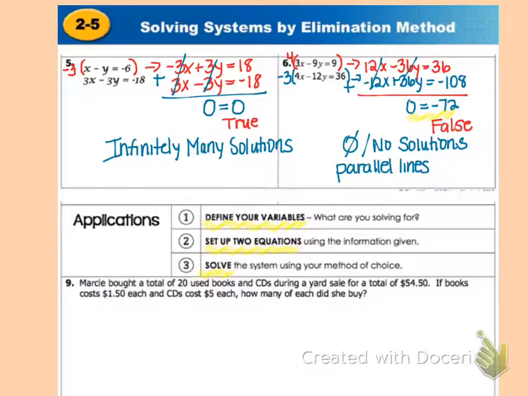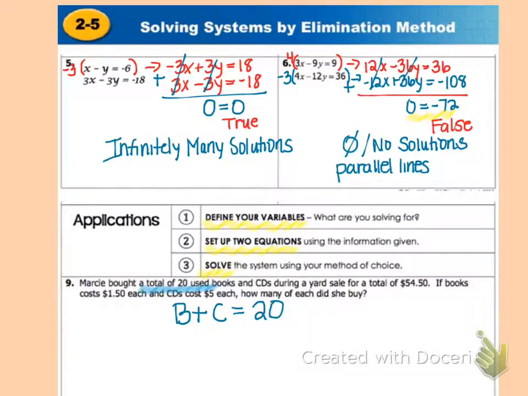So the first thing I want to look at is this total of 20. So Marcy went to this yard sale. She bought a total of 20 things, and they were combinations of books and CDs. So that's an equation I could write that describes these two variables and how they relate to each other. We know that books, say I call them B, and CDs, say I call them C, together, Marcy purchased 20 of them.